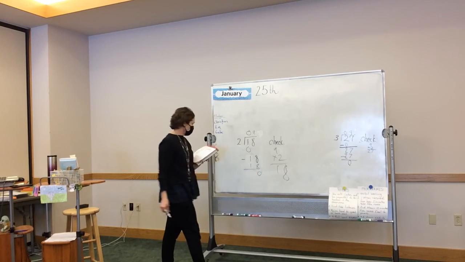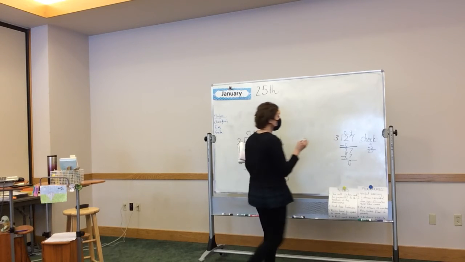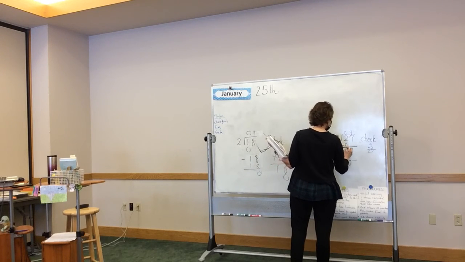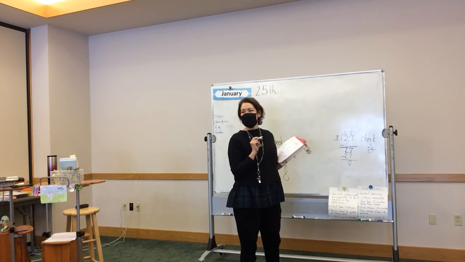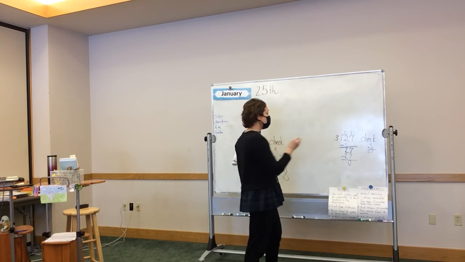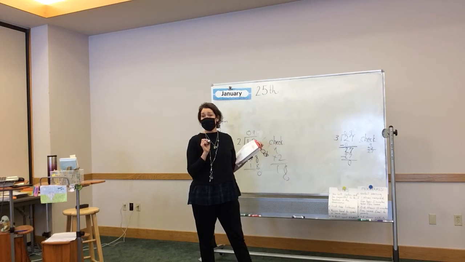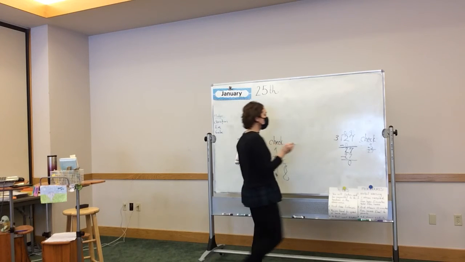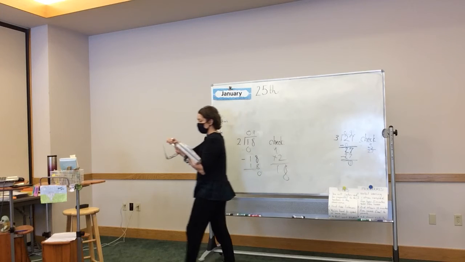There we go. So, how many times does 3 go into 2? 0. So then you take the 2 down and the 7 down. 3 times what equals 27? 9 times 3. So we have 27 minus 0 is 27, minus 27 is 0. So there you go. Good job.